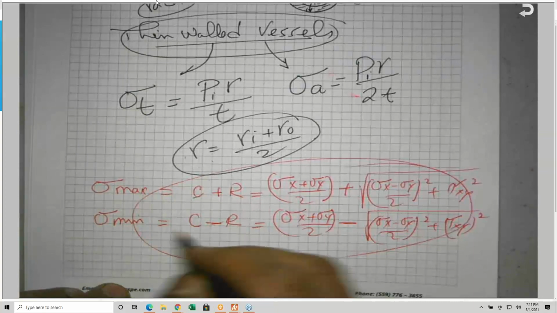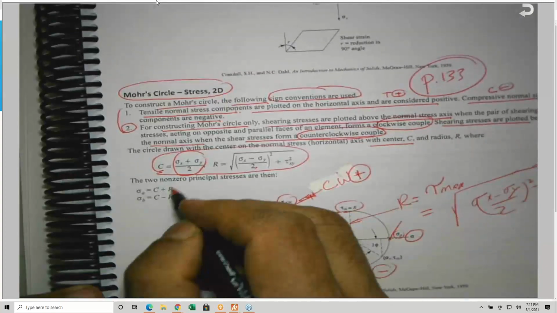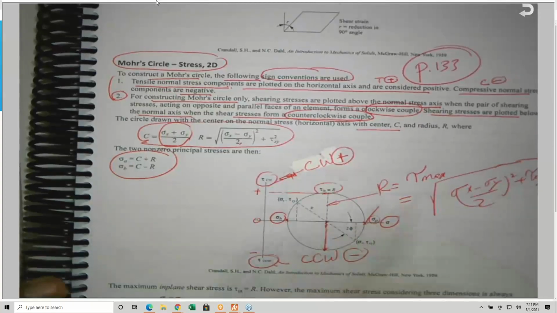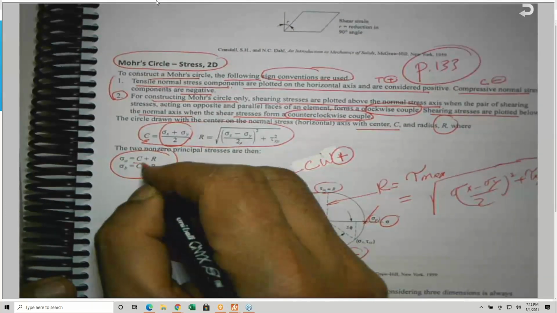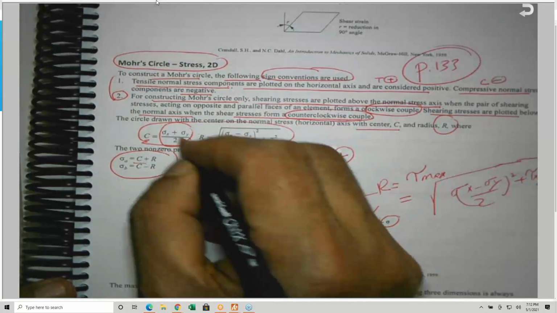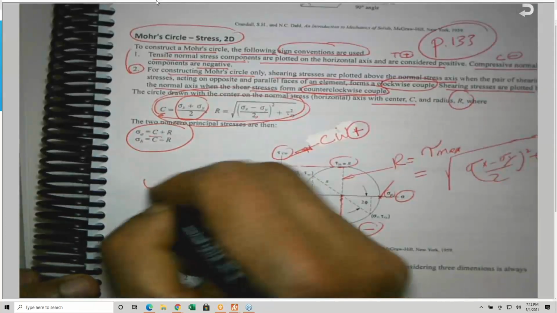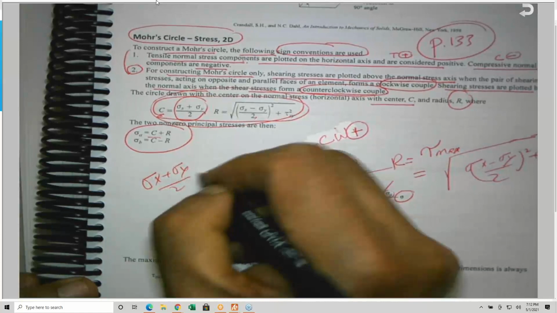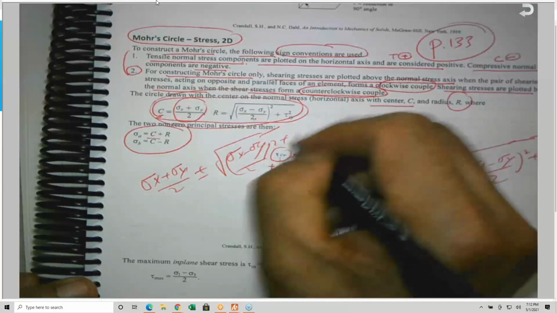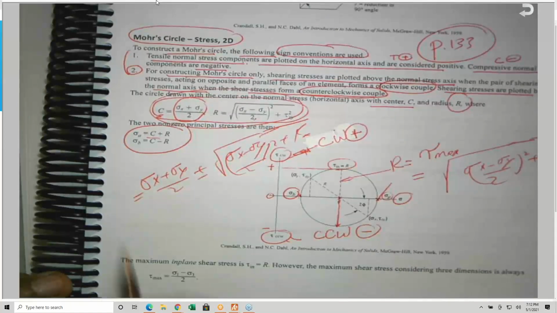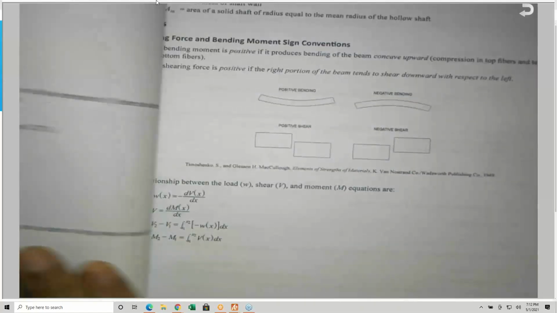These equations are given in the NCEES, and I'm not inventing anything. Here it is, the radius. So sigma A, which is the max, is C plus R, and sigma B is C minus R, where C is equal to sigma X plus sigma Y divided by 2. They separated the original equation, which is sigma X plus sigma Y divided by 2 plus or minus the square root of sigma X minus sigma Y divided by 2 squared plus the tau XY squared. I needed to know that. So I need to be aware of all these things.